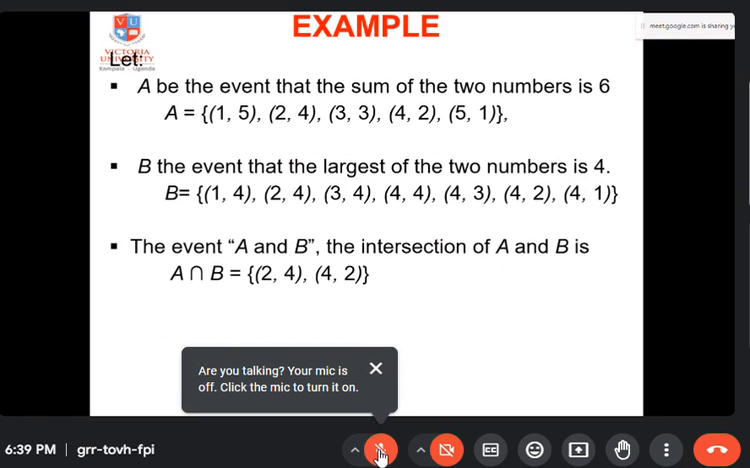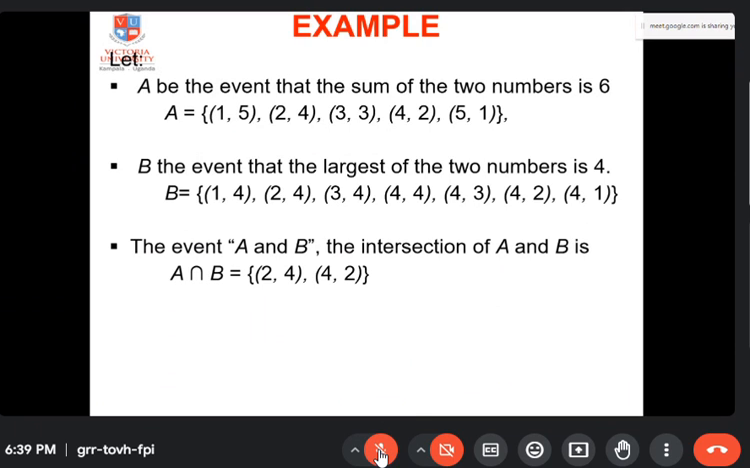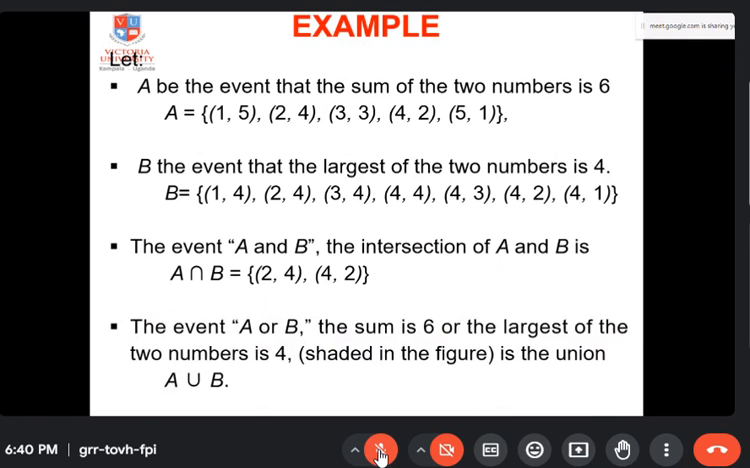Okay. So you can talk about event A intersection B. That means that when you toss a die, the sum is 6 and the biggest number is a 4. So when you look at those two sets, set A and set B, A intersection B will be having those ones. Then A union B will be having all those numbers for which either the sum is 6 or the biggest number is 4.